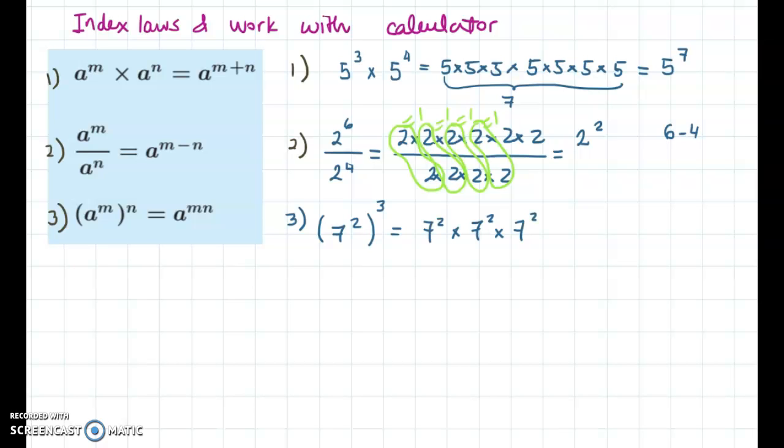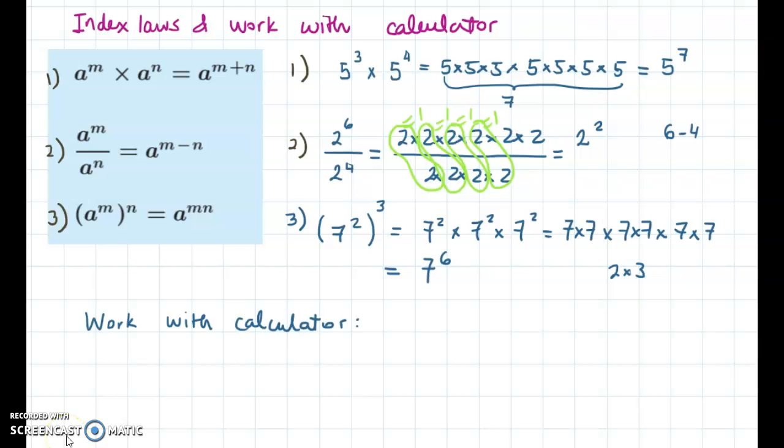But each time that we have 7 to the power of 2, that's actually 7 times 7. So we have 7 times 7, and then times 7 times 7, and then one more time times 7 times 7. So what we have over here is 7 to the power of 6. And this 6 is obtained by doing 2 times 3. So if we have a power of a power, we need to multiply the exponents.